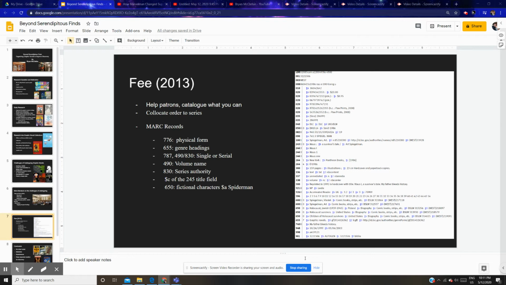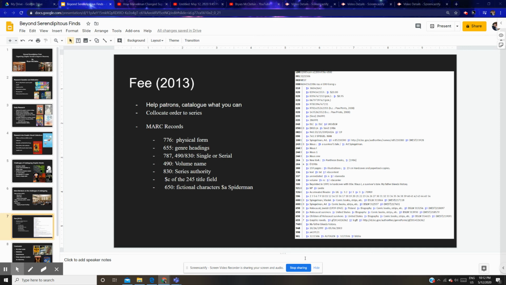The $c of the 245 title field. This is to acknowledge the multiple authors and the multiple people who are involved in creating a work. Something like Maus where it's only Art Spiegelman, that's easy. But when we get into multiple teams working on a single chapter in a large book, this is where we might want to be able to put those names so other people can compare and look for their work.